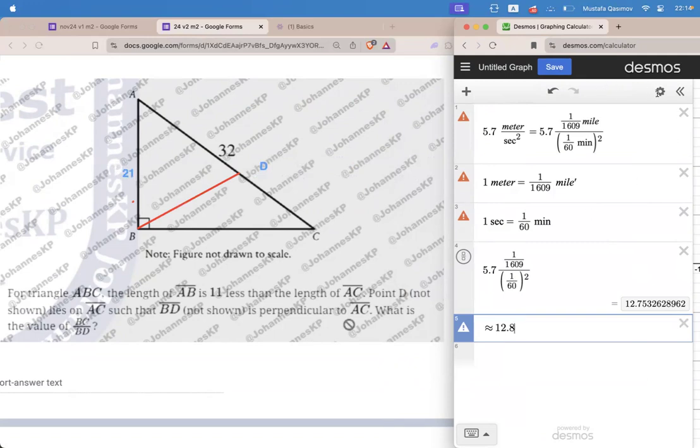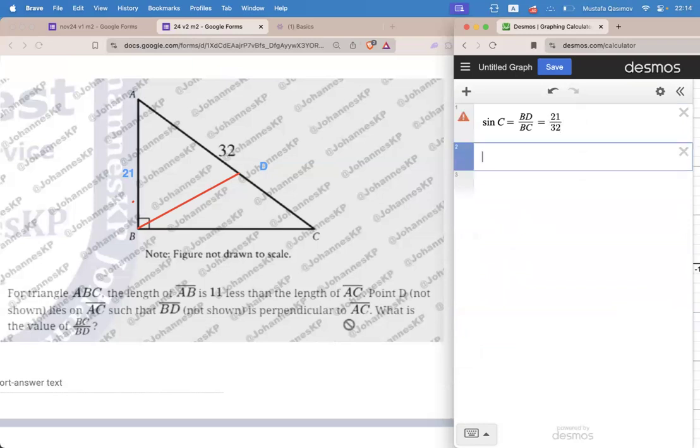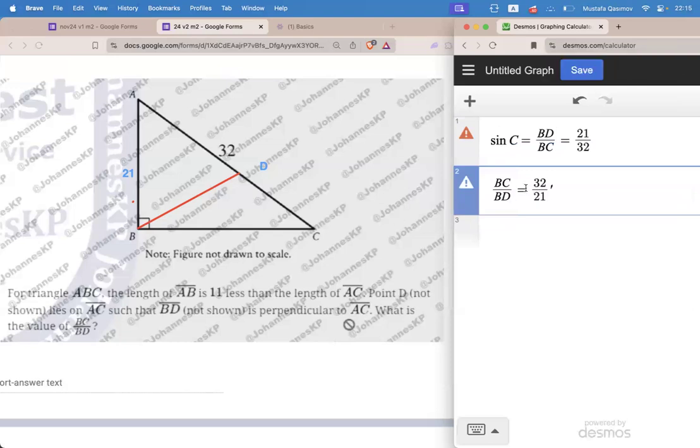Here we have to just find sine twice, then we will get the answer. So let's look at sine C. It is equal to BD over BC, opposite over hypotenuse. The answer is 32 over 21, so we flip it. Sine C from the bigger triangle is 21 over 32. Okay, then you have to just write BC over BD is equal to 32 over 21. It shouldn't be like that, though. BD, BC, aha, 21, 32, 32, 21, yes.